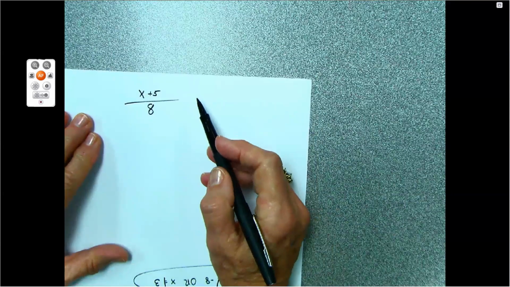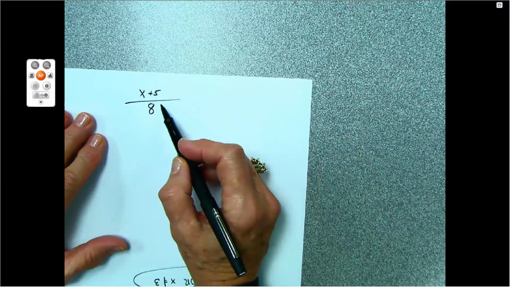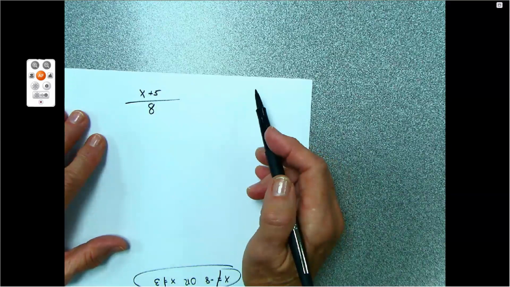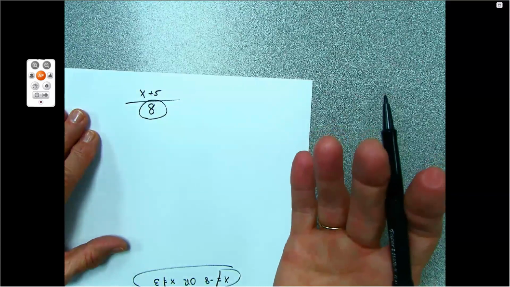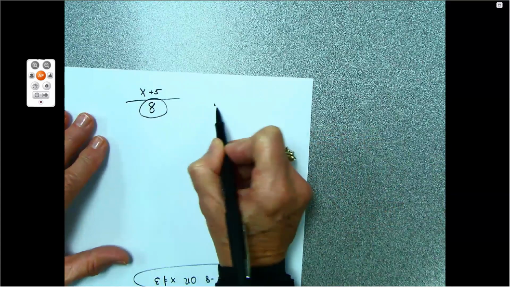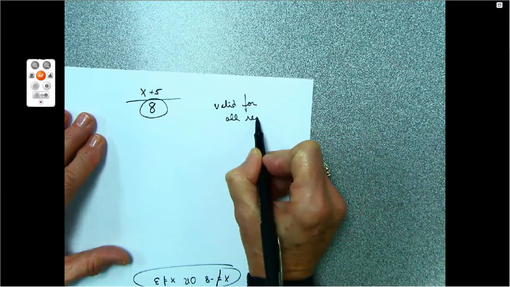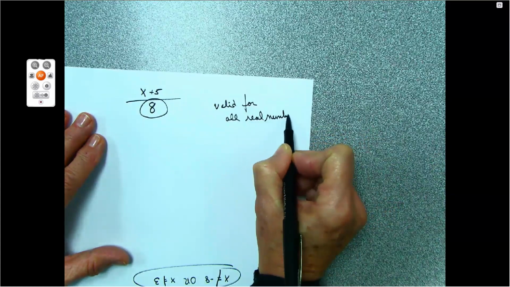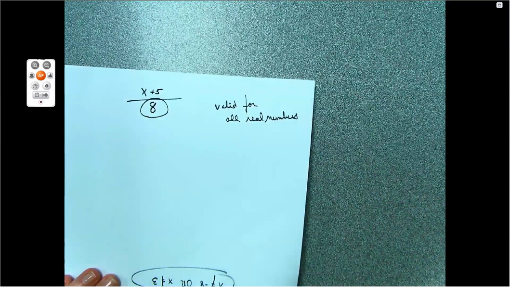Okay, solving for numbers that make this rational expression not valid. Well, I have a constant in the denominator's position, so it will constantly remain something other than 0. So this is a rational expression that remains valid for all real numbers. It's the denominator that we're concerned about, the denominator taking on a value of 0.